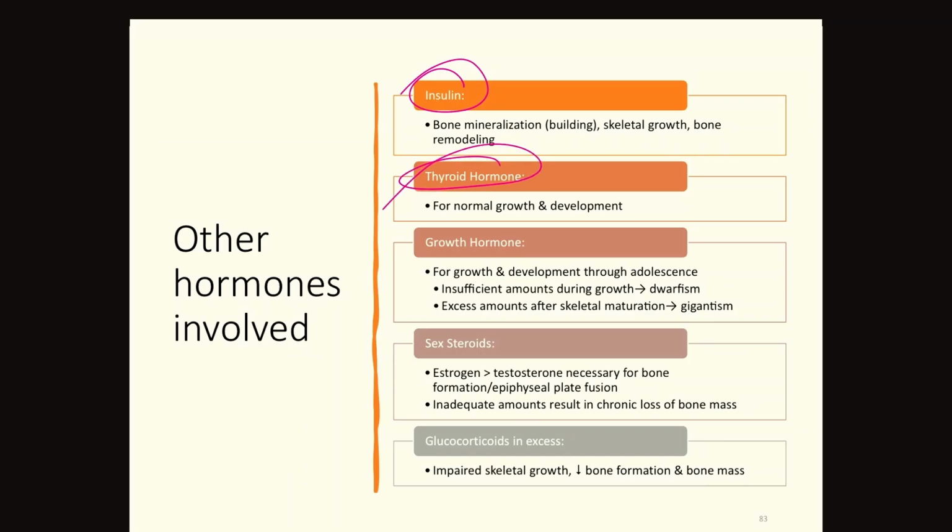Thyroid hormone is needed for growth and development. Growth hormone also has an effect on our skeletal system. Obviously, we need it for growth and development of our skeletal system. Sex steroids, estrogen more than testosterone, for bone formation. Inadequate amounts result in chronic loss of bone mass. So that's why estrogen is important. And glucocorticoids in excess. What is a glucocorticoid? Cortisol. So if we have excess cortisol, there is impaired skeletal growth, and decreased bone formation and bone mass.